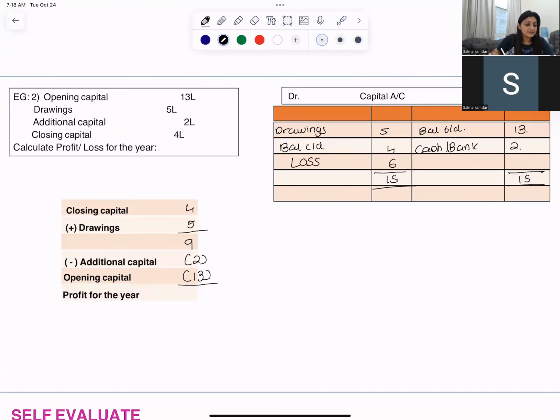9 minus 2 minus 13. I'm getting 6, which is negative. So it's not the profit, it is loss for the year. This is the statement of profit.